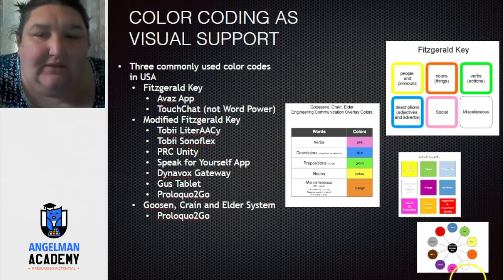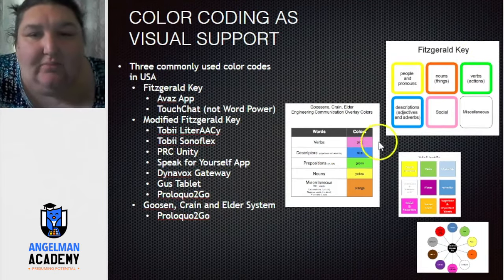And these smaller ones that you can't really see, they're just some of the modified systems for other specific apps. In general, you can tell if it's Fitzgerald or a modified Fitzgerald if the verbs are green. And it's a Goossens', Elder and Crane if the verbs are pink.